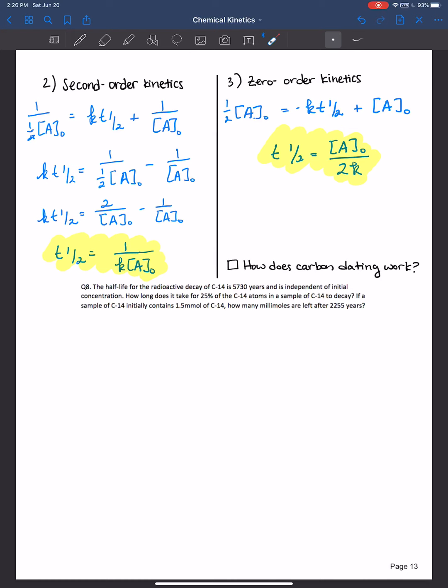Now we're going to work a problem together that utilizes carbon dating, but I wanted to show you a video first before we work this question together. So let's watch it.